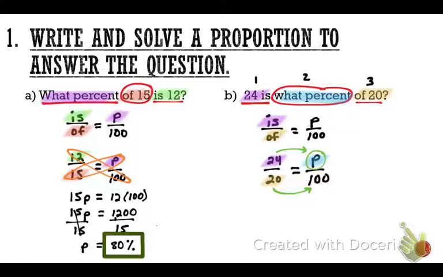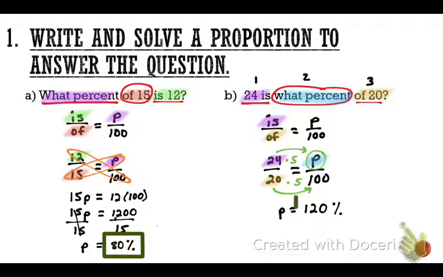What number do I multiply? What's the missing link? 20 times what equals 100? 5. 20 times 5. Class, if I multiply the bottom by 5, what do I have to do to the top? Also be fair and multiply by 5. So looking at this right here, I can see 20 times 5 does equal 100, which means 24 times 5 does equal P. Class, what is 24 times 5? 120. Now go back to the original question where it says 24 is what percent of 20? So the answer is 120%.